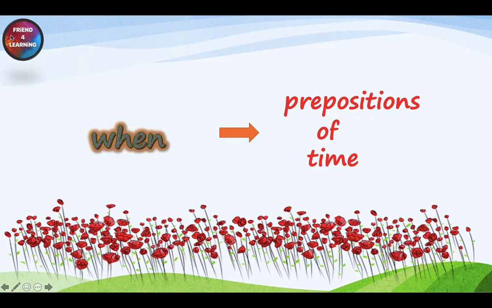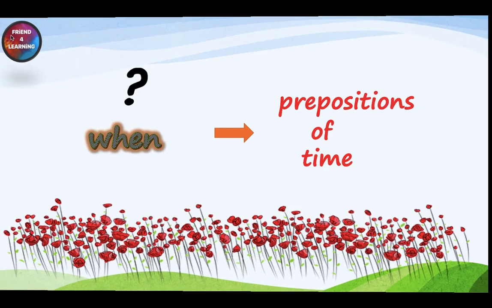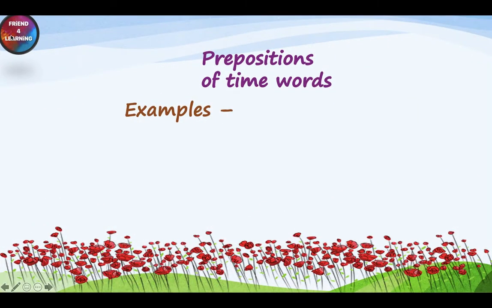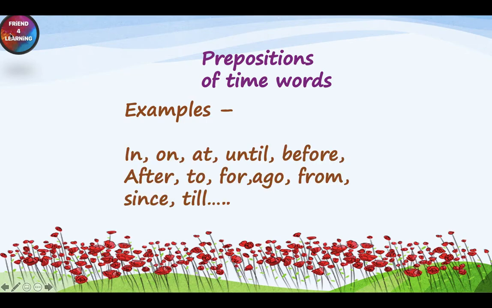When you ask the question when, you end up with the answer for prepositions of time. Prepositions of time words: in, on, at, until, before, after, to, for, ago, from, since, till. Now let's learn how each of these words is used in sentences in different contexts.